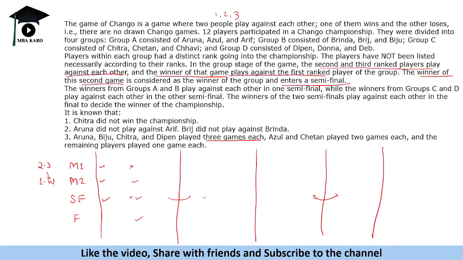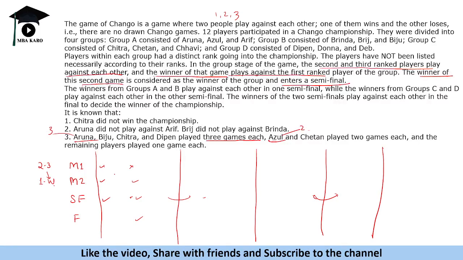All right. Now we can also think like Chitra might be one of those, but we will confirm it because it is saying Chitra did not win the championship. So that should give you a hint that Chitra might be one of those finalists. Okay, let's read further. Azul and Chetan played 2 games each, and the remaining players played 1 game each. Now this will give you the hint that how the pattern happened, right? So Azul played 2 games and Aruna played 3 games.